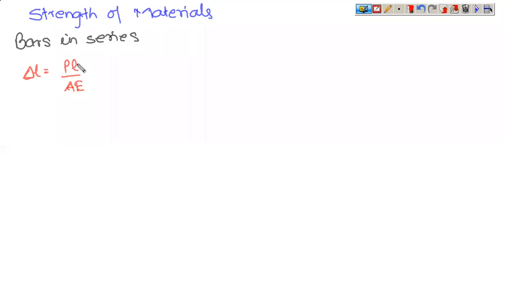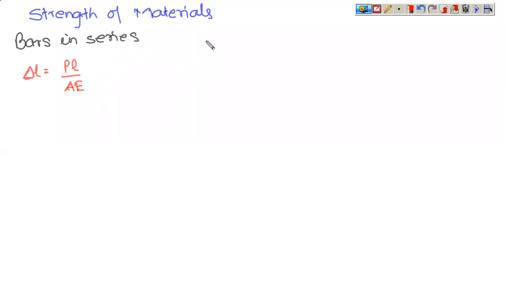P is in Newton, L is in mm or meter, A has to be of the same unit of L. If L is in mm, then A will be in mm square, and E has to be written as Newton per mm square only. So L, A, E have to be converted to the same unit in case you want to use them.